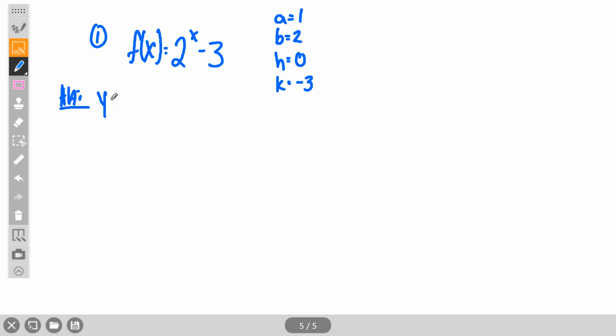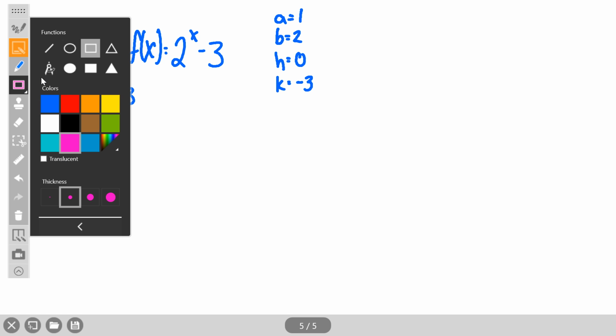So f of x is equal to 2 to the x minus 3. A, B, H, K. So A is 1, there's no number in front. The base of the exponent is 2. The H value is up here with the x, which is 0, and the K value is out here at the side, which is negative 3. That tells us that the horizontal asymptote is negative 3, it's the K value.